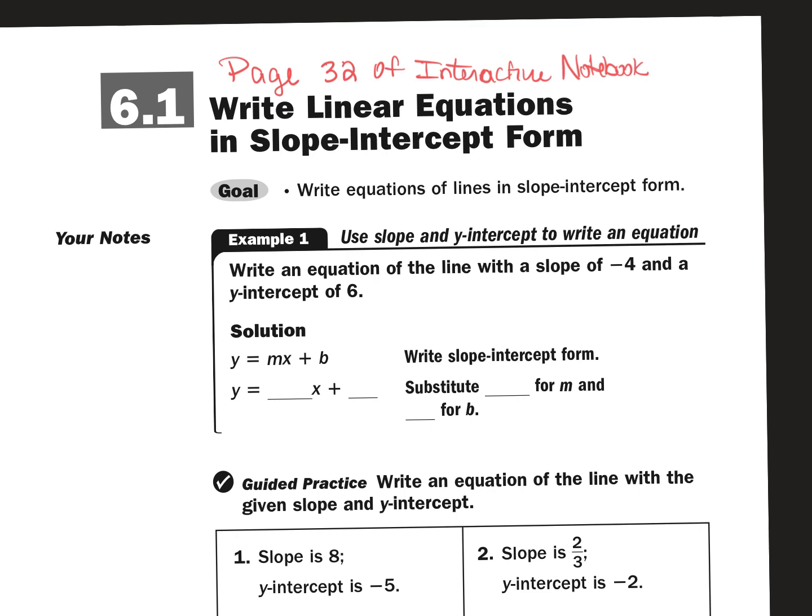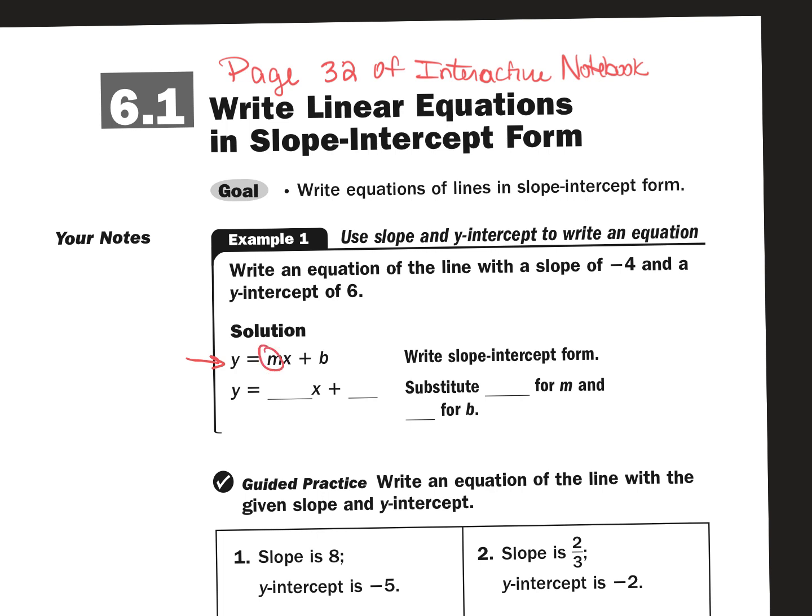Okay, scholars, we are writing linear equations in slope-intercept form, and that is our goal. For example 1, we are going to use the slope and the y-intercept to write an equation. Example 1 reads: write an equation of a line with the slope of -4 and a y-intercept of positive 6. Look at the solution. This is the equation of a line, slope-intercept form.